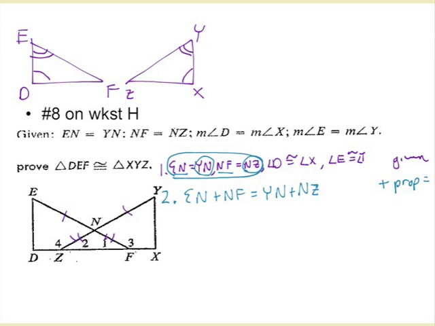Segment addition is going to be important to us, though, because if I look at the picture, I can see that EN plus NF actually means something. It makes EF. And likewise, YN plus NZ combined together will make YZ. And that's segment addition. So segment addition is when we use our picture to combine two pieces and make one bigger piece. Regular addition is just combining two equations together.